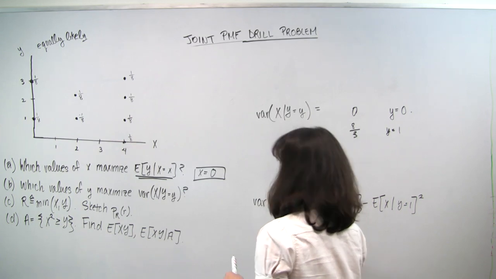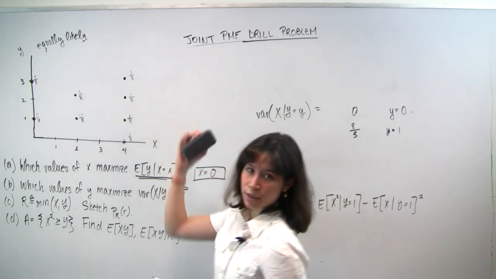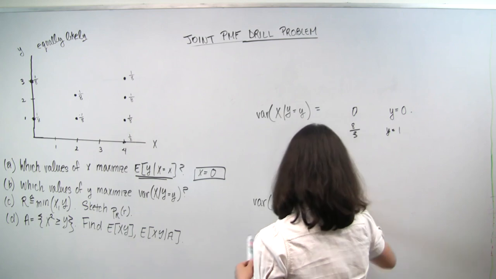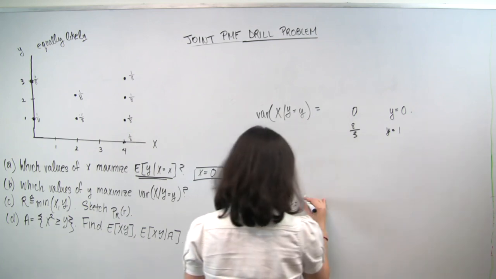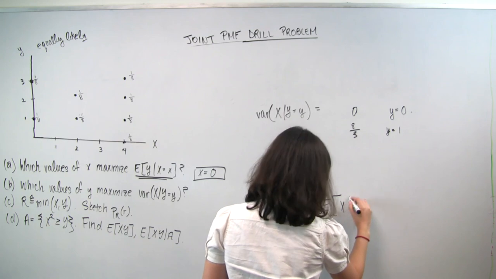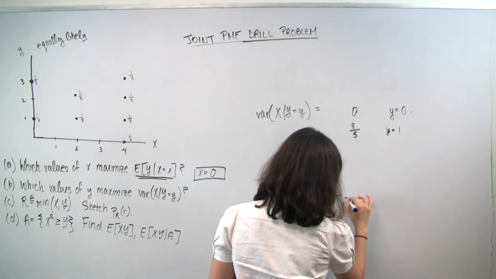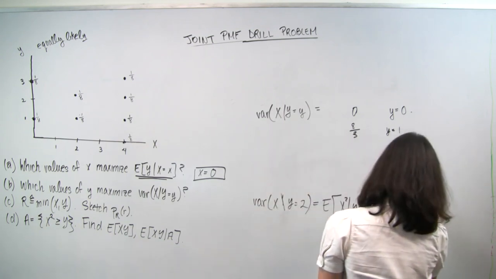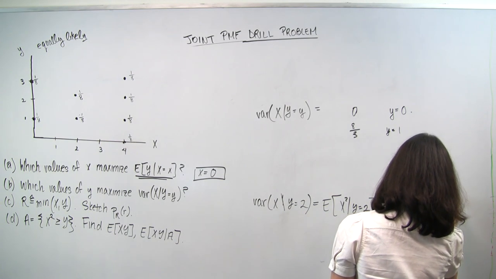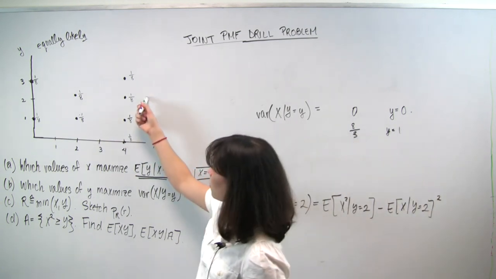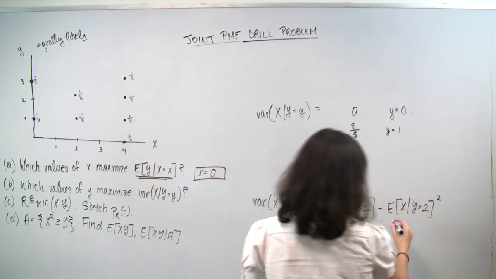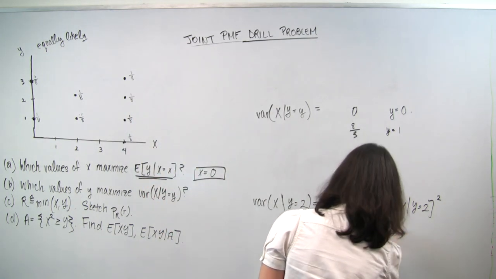So if we condition on y is equal to 2, we're going to do a very similar computation. Oops, I shouldn't have erased that. Okay, so we're going to use the same formula that we just used, which is the expectation of x squared given y is equal to 2, minus the expectation of x conditioned on y is equal to 2, all squared. So conditioned on y is equal to 2, the expectation of x is 3. Same center of mass argument, so 3 squared is 9.